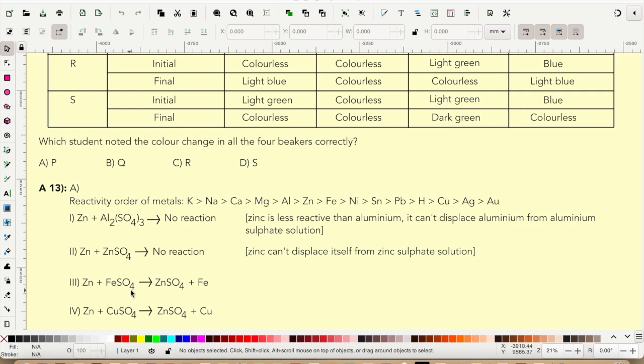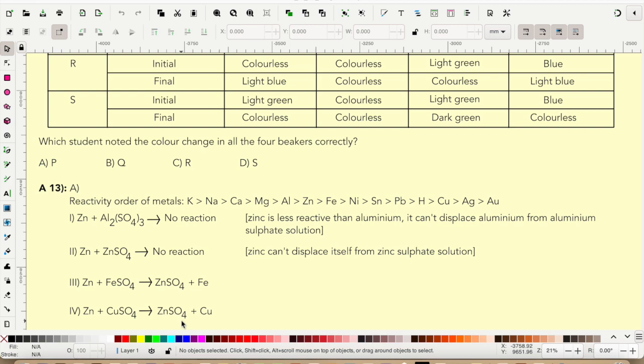In the third beaker, zinc is supposed to react with iron sulfate. Zinc is more reactive than iron as per the reactivity series. So zinc will replace iron from iron sulfate solution and make zinc sulfate. So there will be a change in color of the solution. In the fourth beaker, zinc is more reactive than copper. So zinc will replace copper from copper sulfate solution and make zinc sulfate. So again there is a change in color of the solution in the fourth beaker.